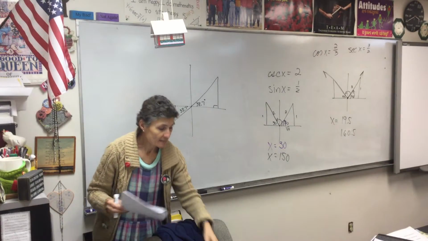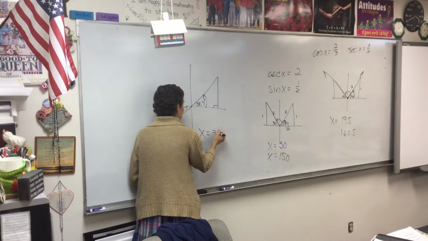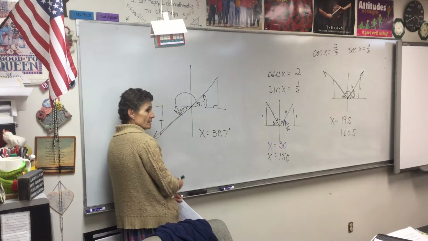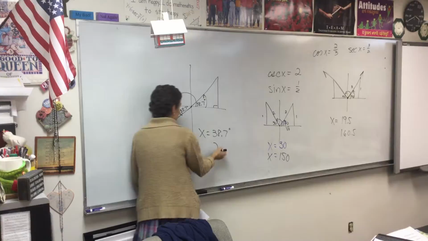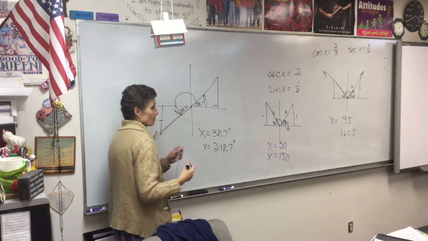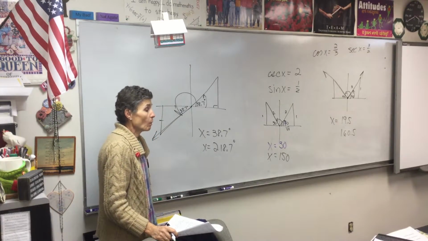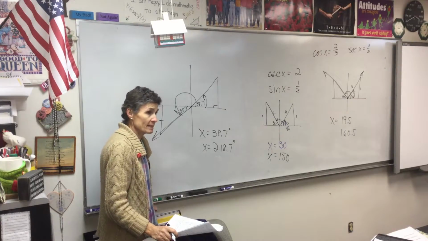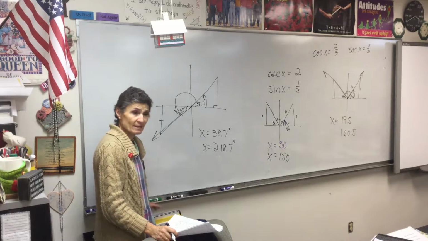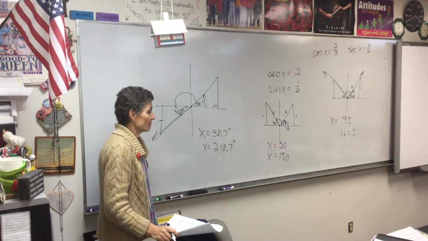So what are the answers to the question? Now I got a picture. X is going to be 38.7. And then here's the other one. So I got to go all the way around to here. So what will that be? 218.7. Now, what you absolutely need to come away from that keeping in mind is sine and cosine and tangent are positive and negative in different places. And you got to be able to figure out where they're positive and negative.